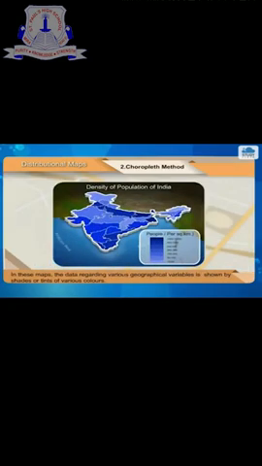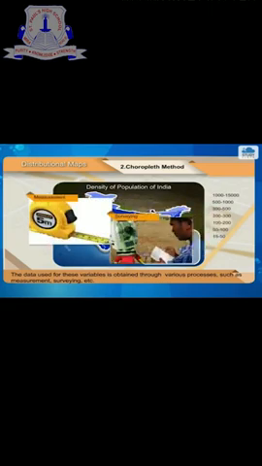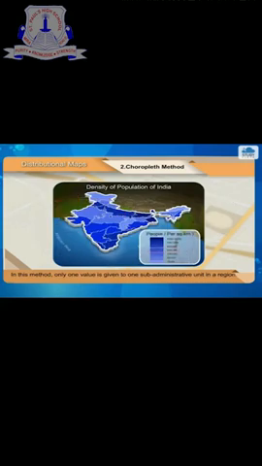2. Choropleth method. In these maps, the data regarding various geographical variables is shown by shades or tints of various colors. The data used for these variables is obtained through various processes such as measurement, surveying, etc. In this method, only one value is given to one sub-administrative unit in a region. The smallest and the largest values of the given data of the variable are taken into consideration.